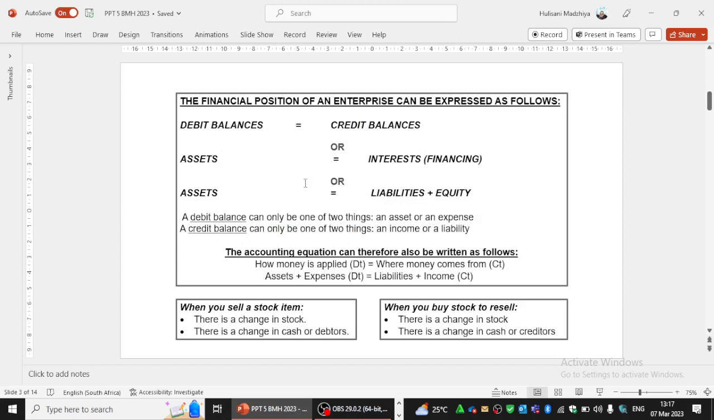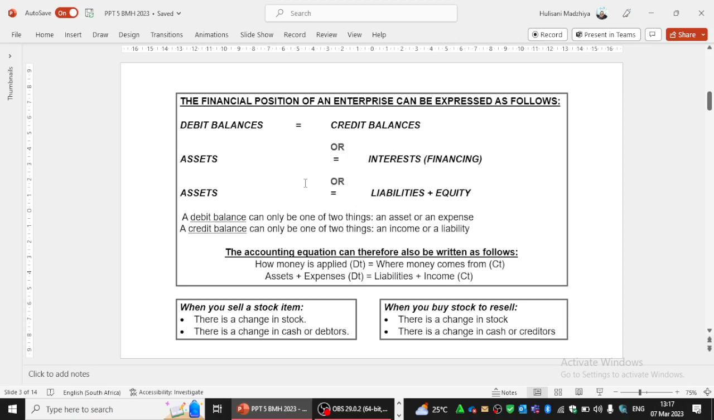So this is the financial position of an enterprise. It can be expressed as follows. So this is still the summary of everything that I was just busy explaining on the previous slide, to say that one of the things that I also explained is that the accounting equation is what we call a full journal within the accounting system, to say this is where we get to record all our transactions. And then we've got the statement of financial position, which is a summary of our accounting equation.